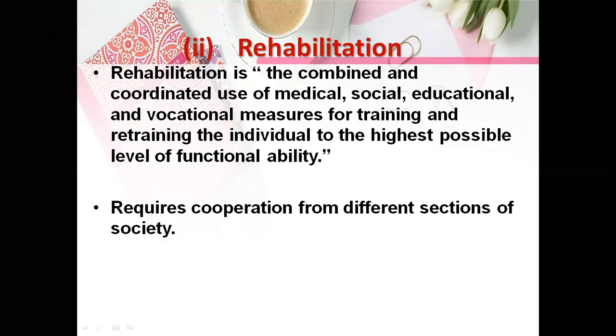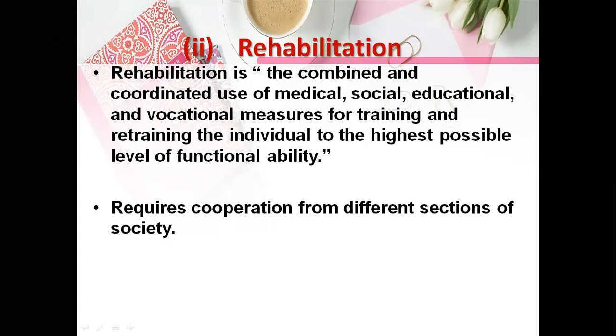Then when we say social rehabilitation, we are trying to help the individual have the confidence again, how to socialize with others, how to speak again to others, to gain confidence, how to trust again. Okay, so all those come under social rehabilitation.